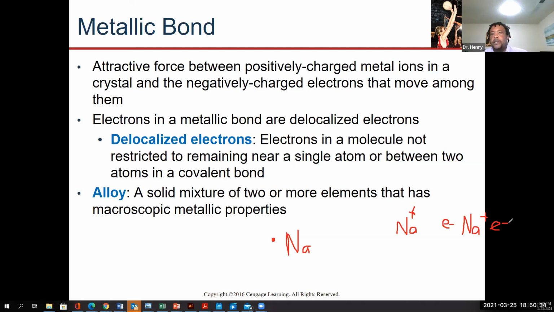If we have magnesium, how many valence electrons does magnesium have? 2. So it's going to go to Mg2 plus, and it's going to delocalize 2 electrons. Then it acts as if it's positive, and the electrons are the negative to balance it out. They're going to look something like this.